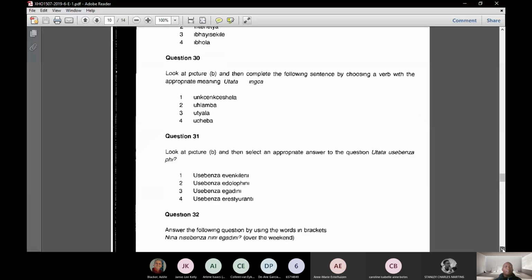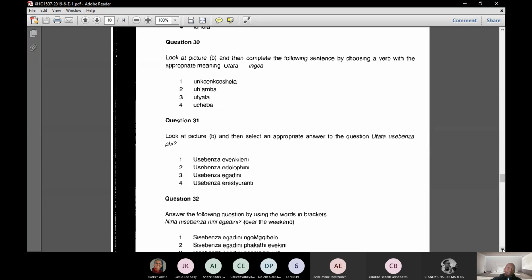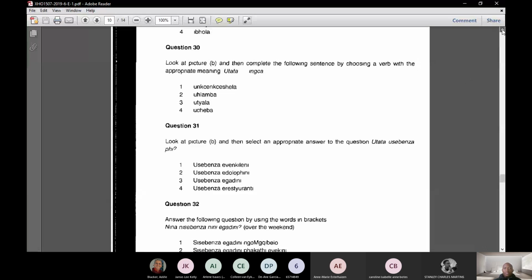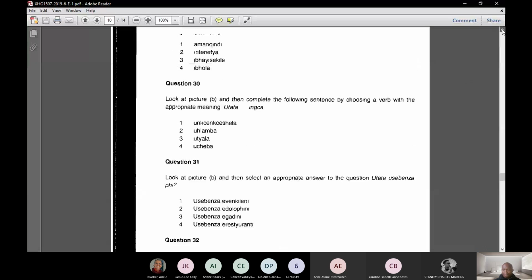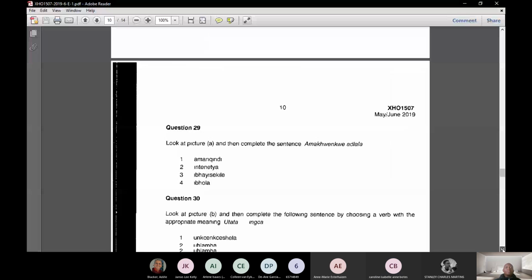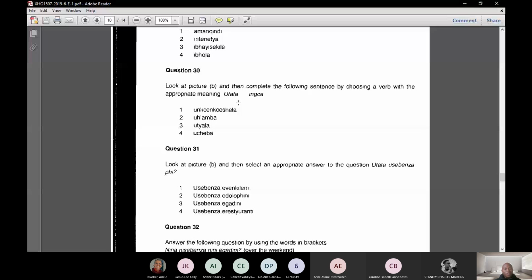Question number 30. Look at the picture B. Now we are going to the right hand side of your screen. Complete the following sentence by choosing a very appropriate meaning. Dash inga. Is it number 1, unkcenkceshela inga? Number 2, uhlamba inga. Number 3, utyala inga. Number 4, ucheba inga. In that picture, what is the father doing? He is mowing the lawn. There's no option number 5. Option number 4 is correct. Utheba inqa. Option number 5 is the English option.